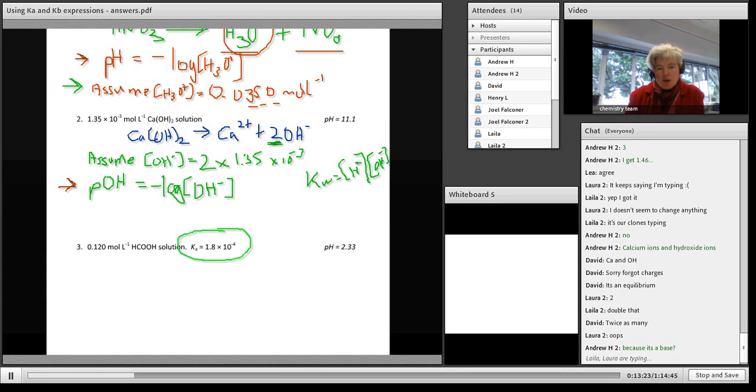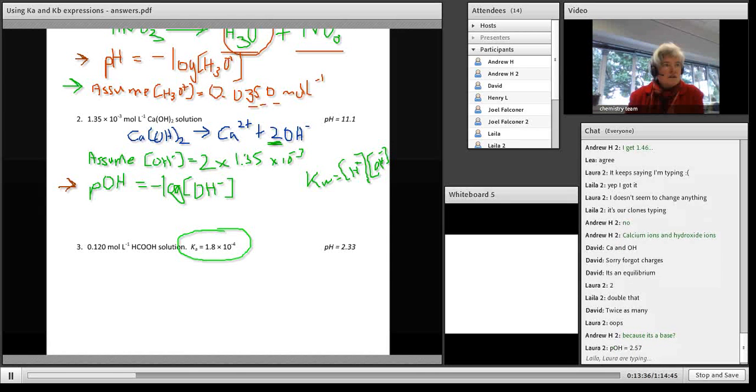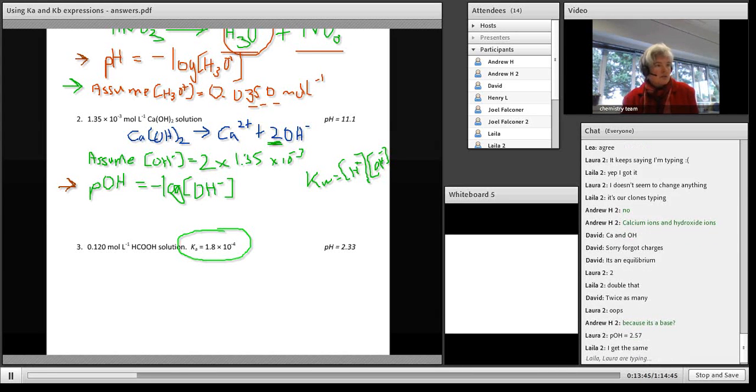So we've got the pOH, so now we just substitute that number. So can you try and work it out? Twice 1.35 and get the negative log of that. I'm going to work it out myself. Okay, 2.57, great. Okay, so your pOH is equal to then 2.57.